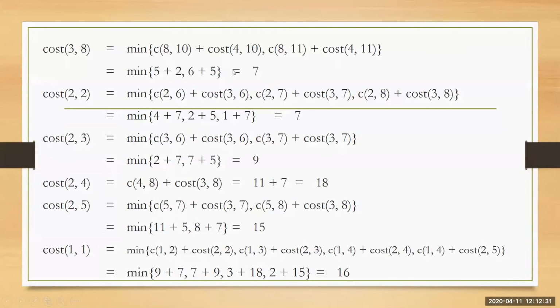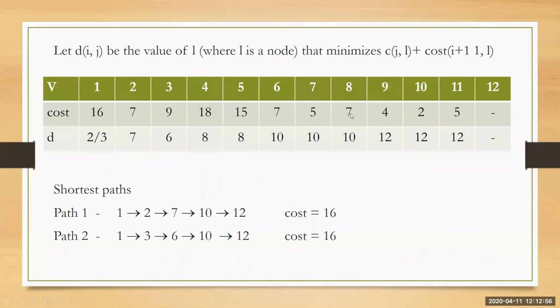You can just learn how to write that. C of 8 comma 10 plus cost of 4 comma 10, C of 8 comma 11 plus cost of 4 comma 11. In this you got minimum is 7, and 7 you got through 10, the first value, isn't it? First you are considering 10, and therefore the minimum cost for 8 is 7 and the destination is 10. For 8 it is 7 and the destination is 10. Like this you have calculated.